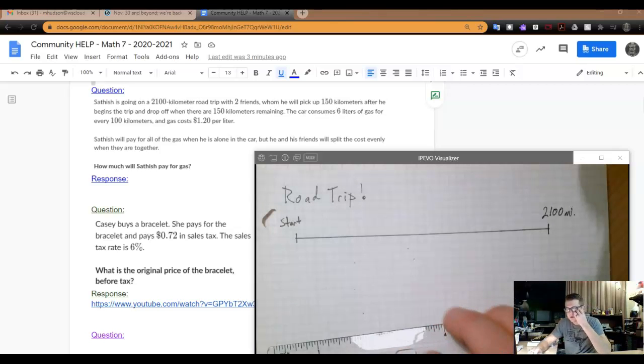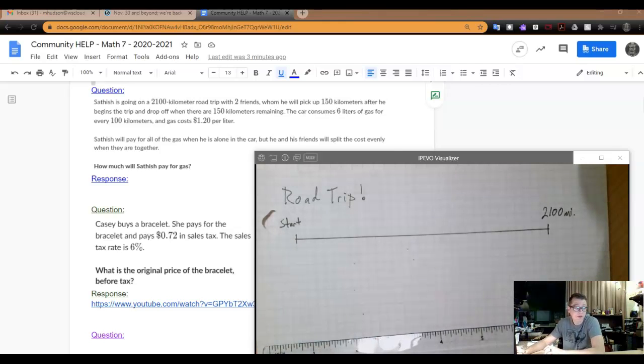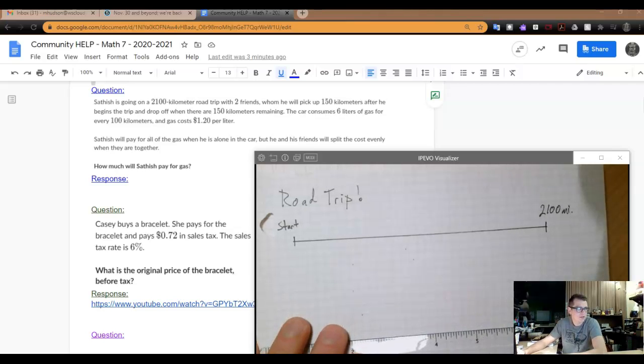Alright guys, we're going on a road trip this time, and I have not finished solving this problem yet. I have actually just started setting it up, so I don't even know what answer we're working towards. We're going to get there together. But it says we're going on a road trip that is 2,100 kilometers.